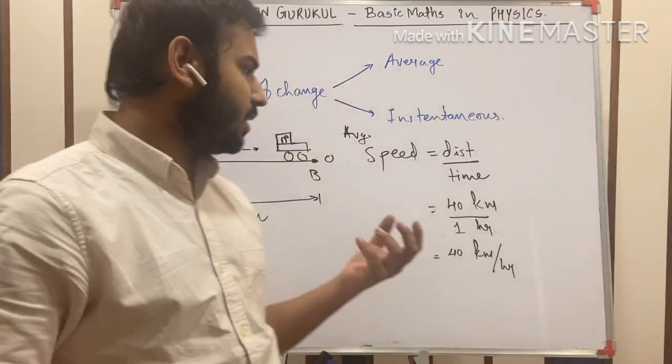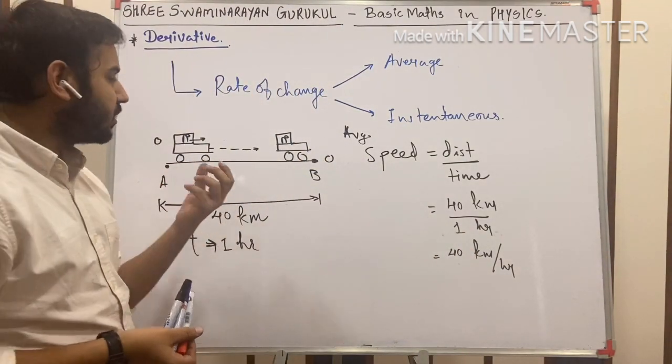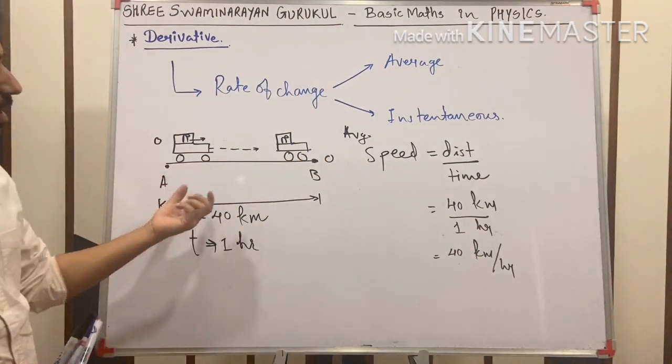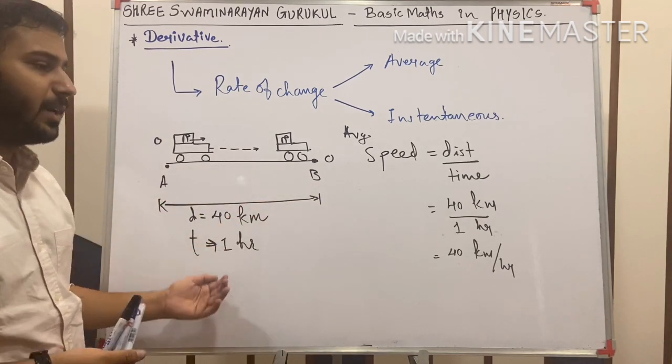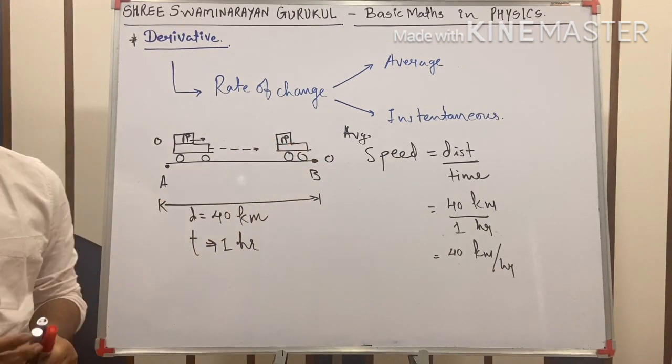Okay, here distance is covered by the object, rate of change of position I should say. Initial position is A, final position is B. Distance covered by the object is 40 kilometer with respect to time. That is your rate of change.